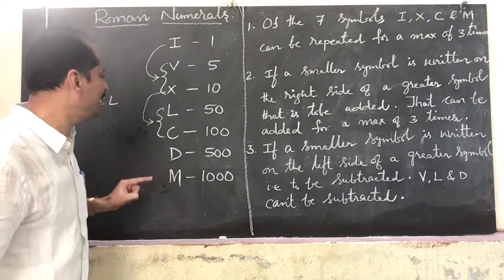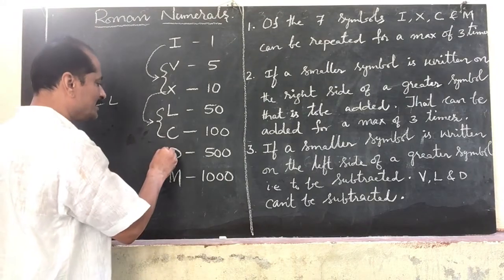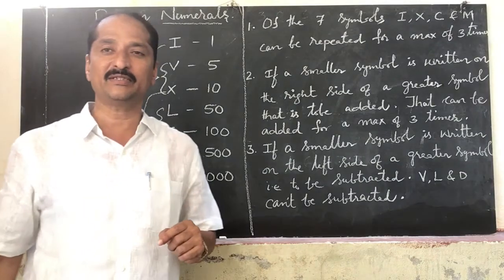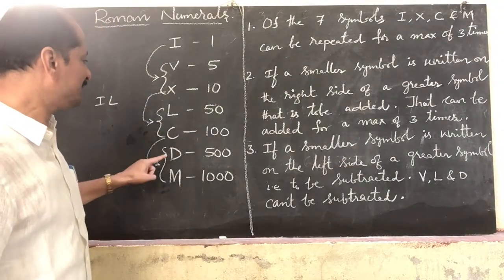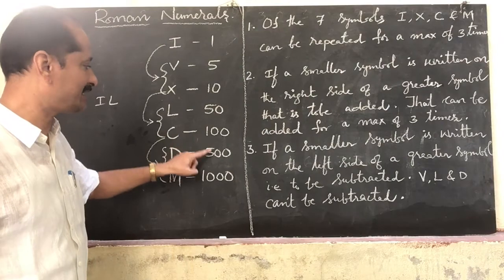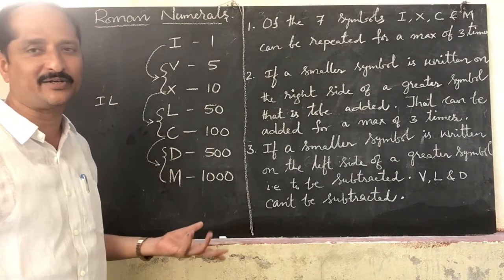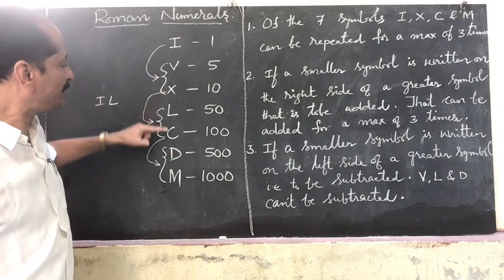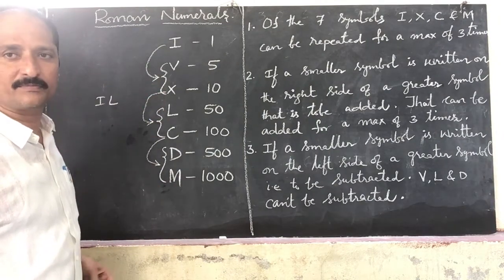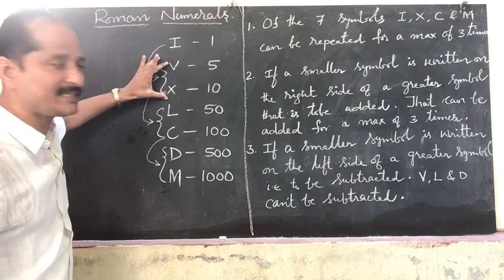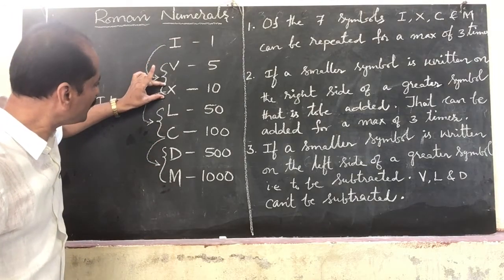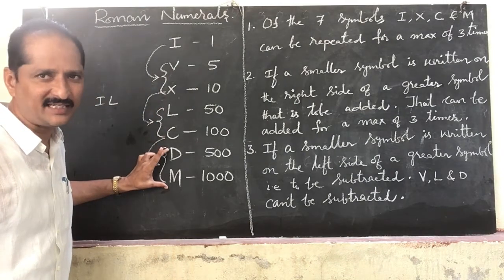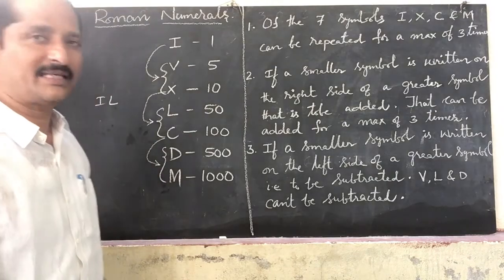We should not subtract. And if you are observing this, C can be subtracted only from D and M. That means for writing 400, 500 minus 100, 400, 1000 minus 100, 900, you can write like that. But we can't subtract X from 1000 or I from these numbers, these four. I can be subtracted only from V and X, X can be subtracted only from L and C, and C can be subtracted only from D and M. Understand? That is the subtraction process.